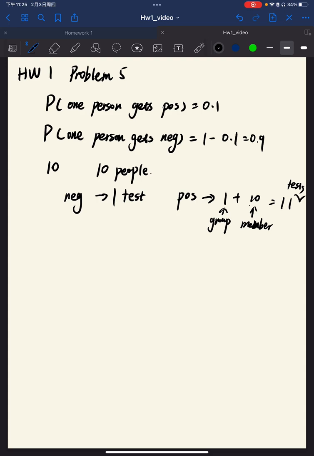And now in this problem we are asked, on average, in each group, what is the number of tests we need to do by the second method? So for method 2, on average, for the 10 groups, how many tests will be taken? And now we need to find the probability that at least one person in this group is positive, which is a little bit difficult.